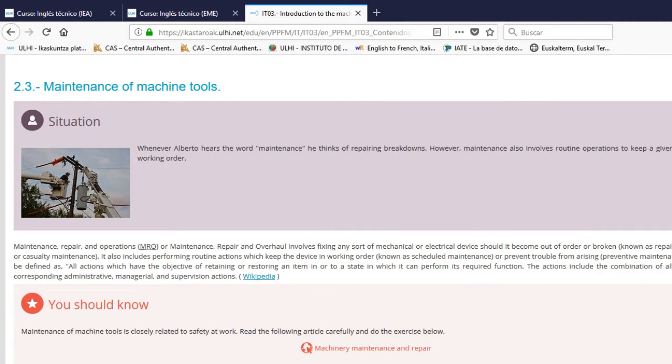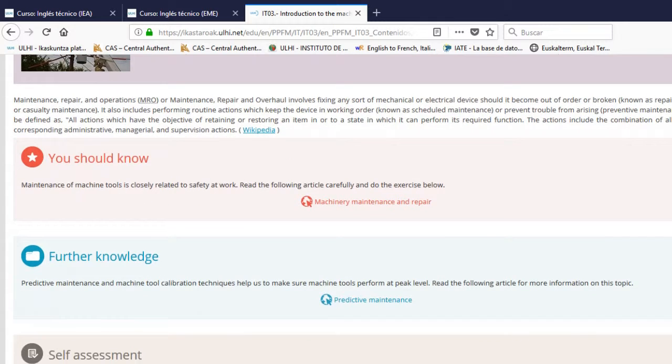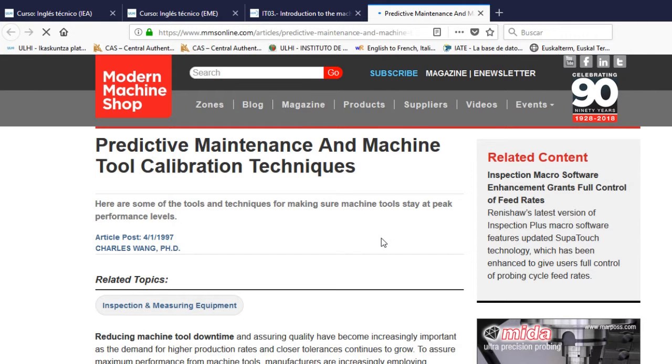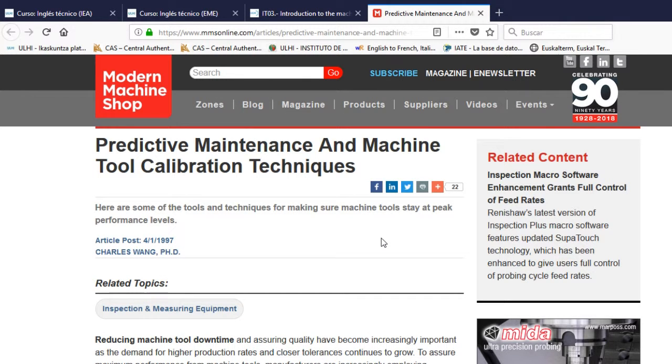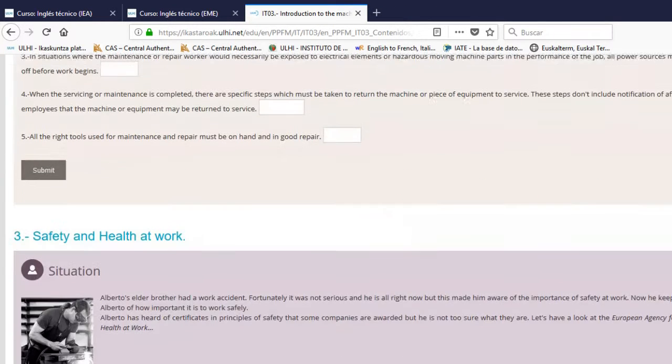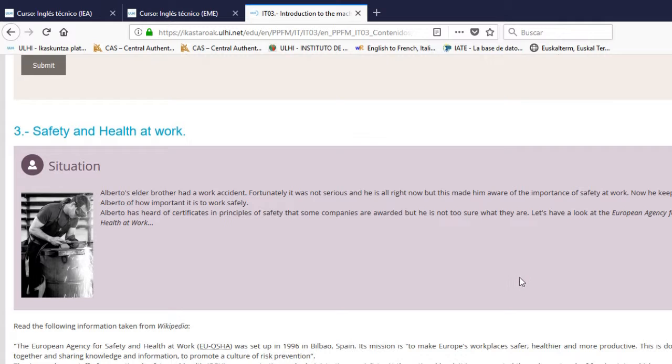You have an article from Wikipedia, and you have some articles about predictive maintenance. In this article, taken from Modern Machine Shop, you can have a look at predictive maintenance and machine tool calibration techniques. To finish the lesson, we'll be talking about safety and health at work.